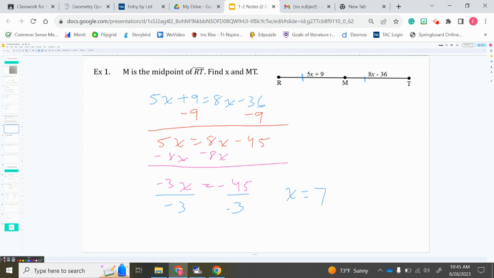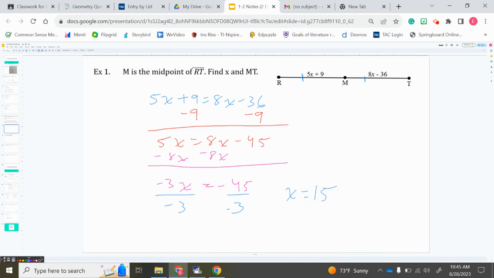But is that what they told me to find? x, but what else did they want me to find here? MT. Wait, hold on, it's not 7. I looked at the wrong thing. It's 15. Whoopsie. Yeah, 15's a little better, right?